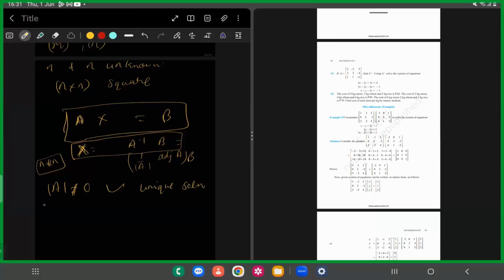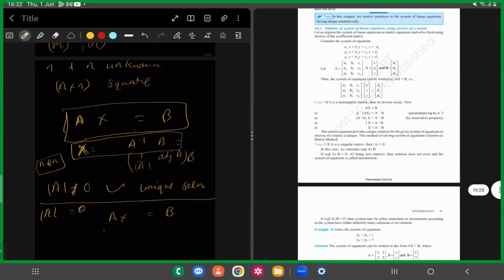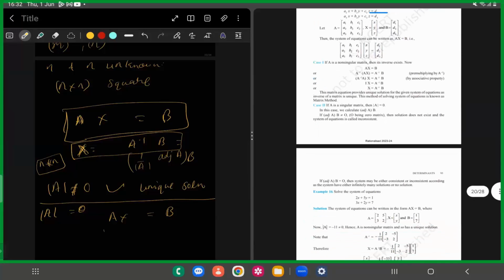Next we come across the case where determinant of A is equal to 0. In that case, you can't do this procedure. You can't move to the next step. You cannot multiply with A inverse, because A inverse does not exist. So what are we going to do in that case? We have some choices, as you'll study here: the system may or may not have a solution.